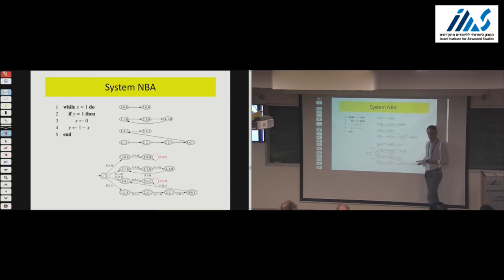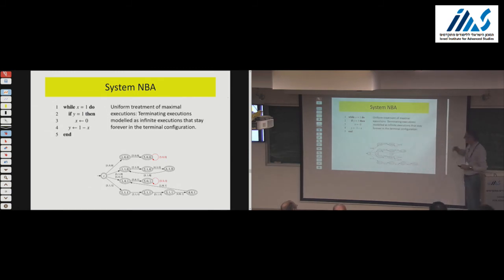So the trick that is always used is to transform finite terminating executions artificially into infinite executions, by assuming that you just stay in the final state forever. That's why you add a loop here and a loop there. And now this one is describing the infinite executions of the program. So terminating executions are modeled as infinite executions that stay forever in the terminal configuration.